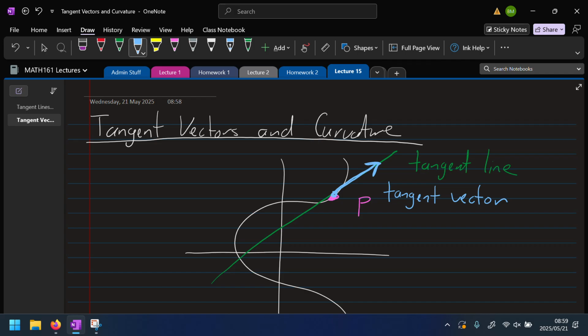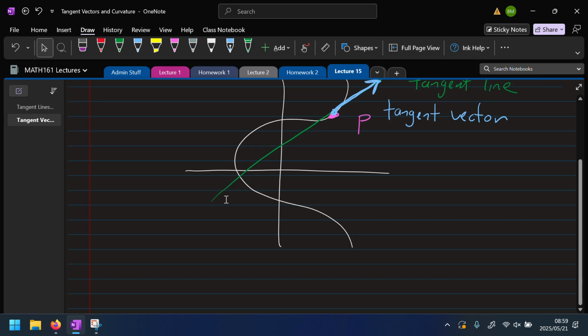Tangent line and tangent vector, but again, please do not mix them up. Tangent line, that is the whole line that passes through P and touches the parametric curve. A tangent vector is a vector along the tangent line at P. So tangent vector is a vector, tangent line, that's a line. Please don't mix them up.